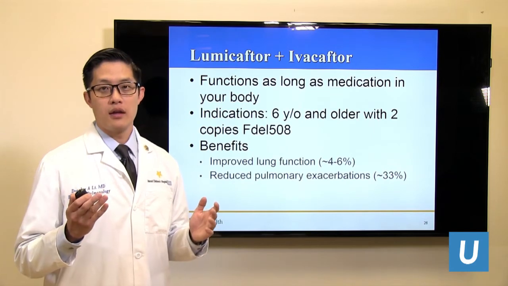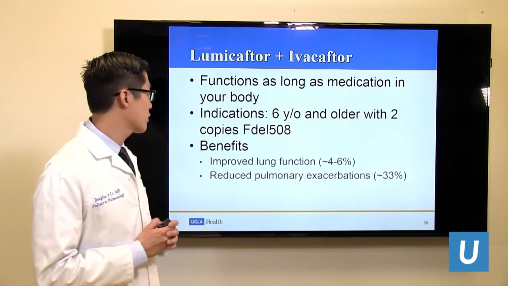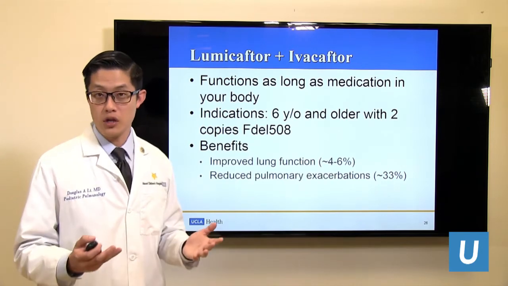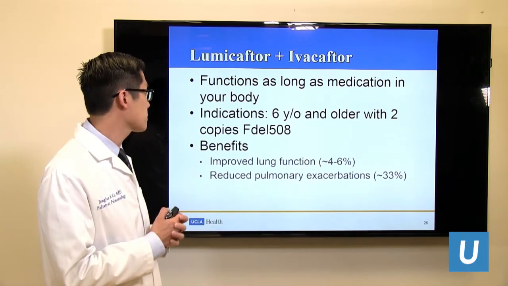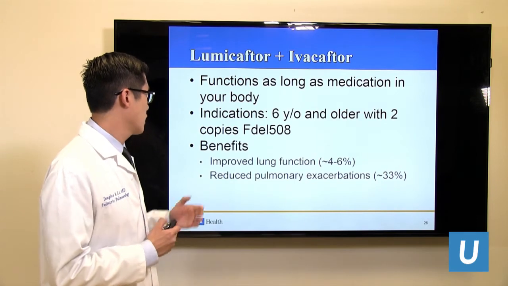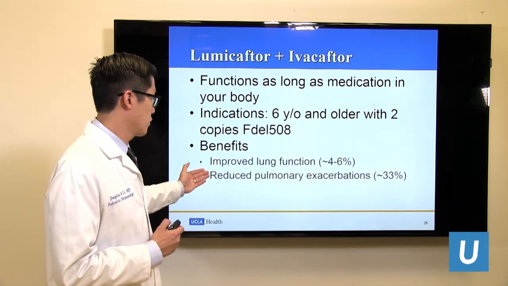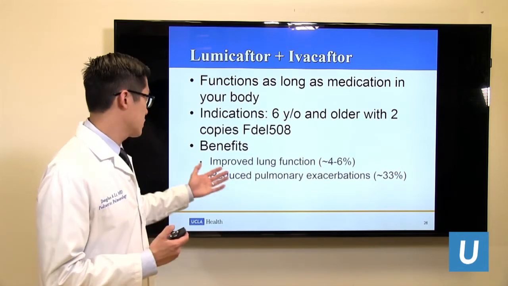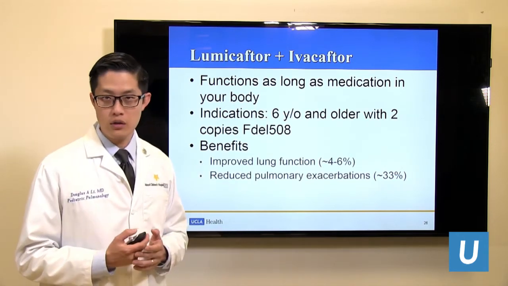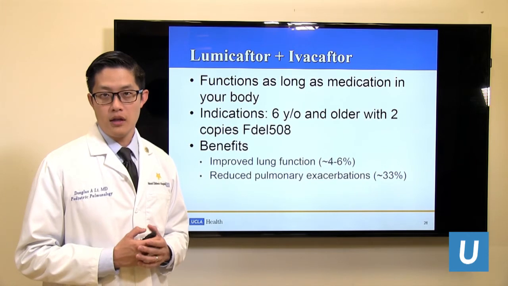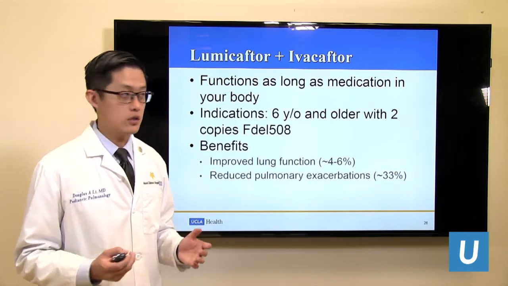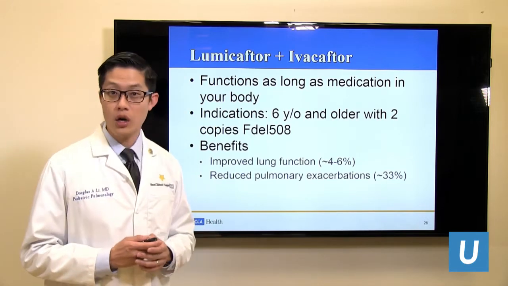So this medication is currently approved for those 6 and older with 2 copies of delta F508, which is the most common mutation with cystic fibrosis, and does have the benefit of improved lung function and reduced pulmonary exacerbations. And whereas you might see that the effects are a little bit less than with the other drug, this drug is very important in that it does treat many more patients, given that it does treat a more common mutation.